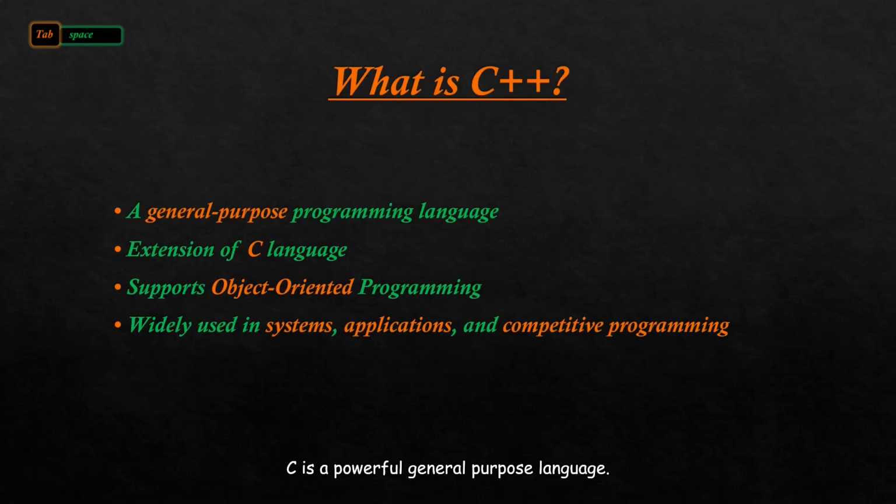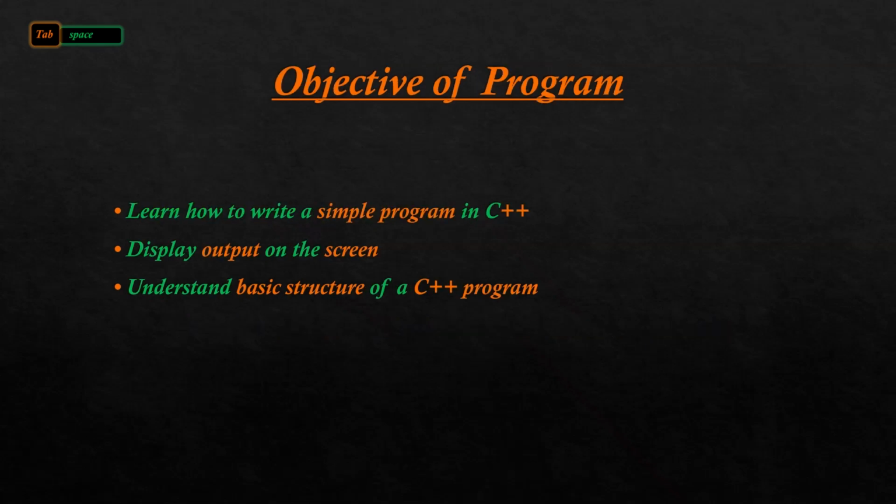C++ is a powerful general purpose language. It extends the C language, adding object-oriented features. It is widely used for building applications, systems, and even in competitive programming.